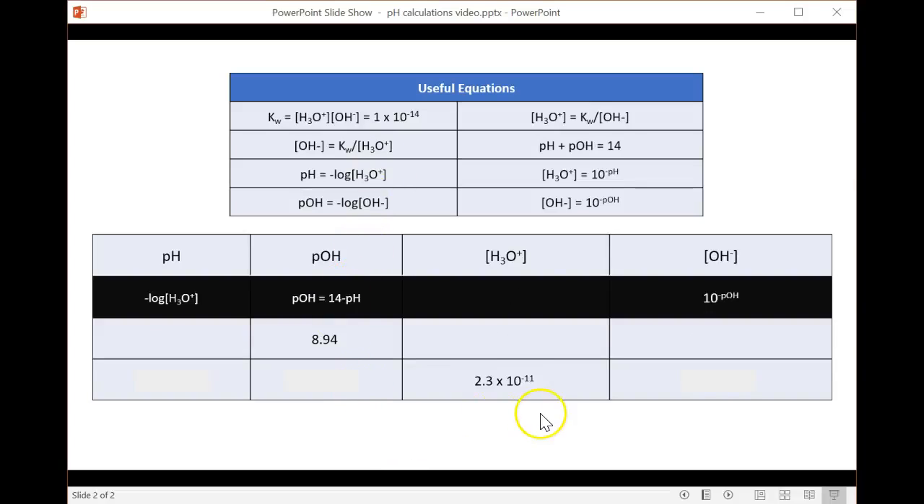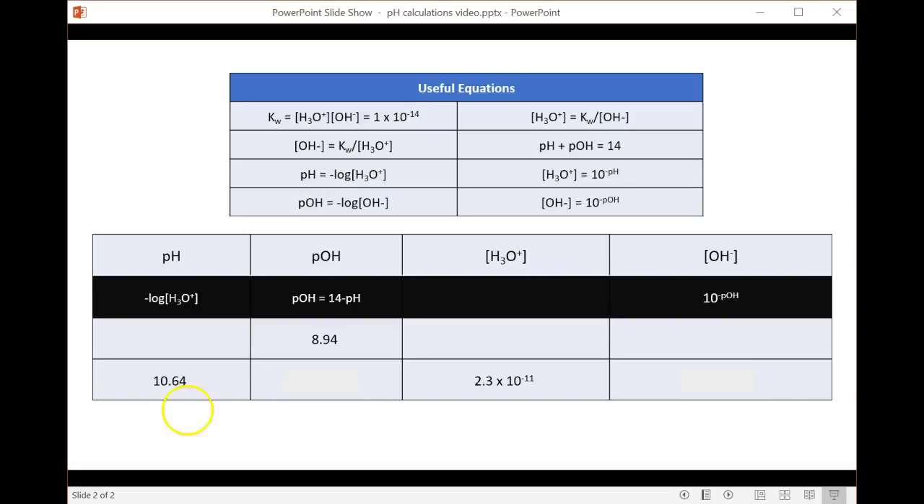All right, on the bottom line, I gave you a value for the hydronium ion concentration of 2.3 times 10 to the negative 11th. Well, once again, I can calculate any of these parameters first, but I think I'll go with pH because the p-values are a little easier to deal with. So pH from up here is equal to negative log H3O plus concentration. So if I put in my calculator negative log and then 2.3 times 10 to the negative 11th, the calculator should give you this value, 10.64.